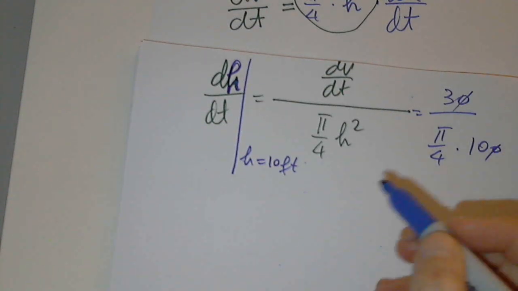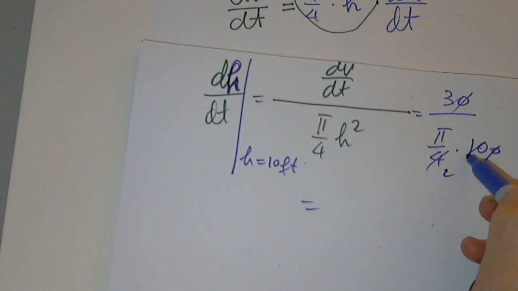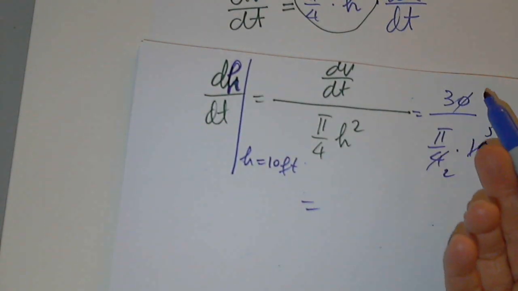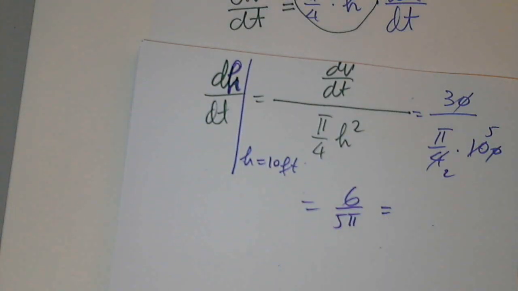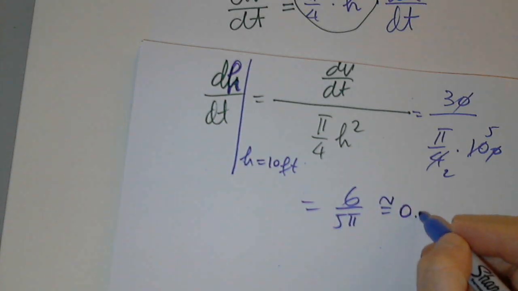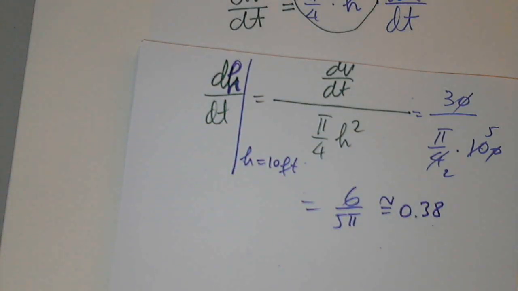I will simplify, and I have 6 divided by 5 pi. And I get 6 divided by, put parentheses, or divide by 5, and then further divide by pi. Be careful how you put this in. I got 0.38 approximately. I need the measurement unit.